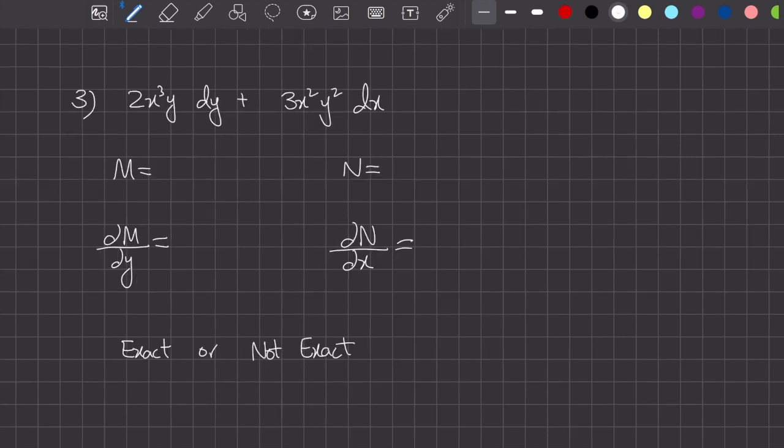Time to add a bit more complexity into the questions. Check the equation 2x cubed y times dy plus 3x squared y squared dx, where m will be 3x squared y squared, and its partial derivative with y gives 6x squared y, and n, which is 2x cubed y, taking its partial derivative with respect to x, is 6x squared y. Therefore, it is an exact equation since they are equal.